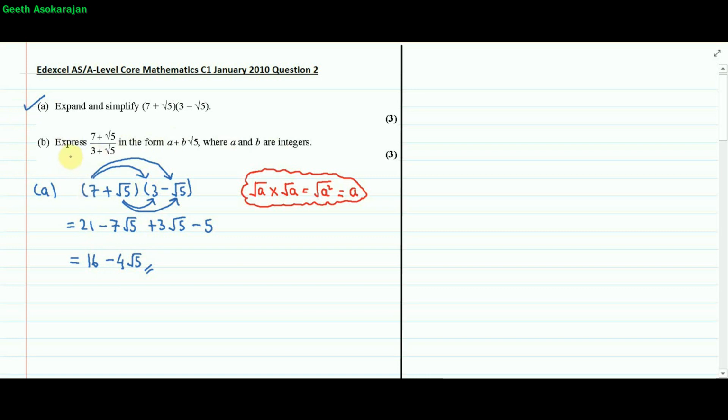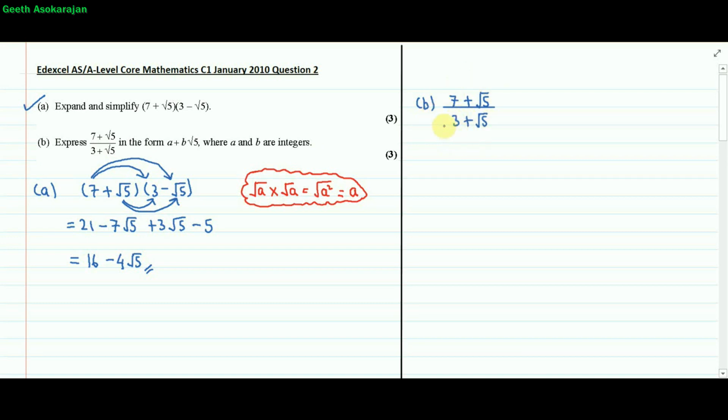Right, now for part B. Express 7 plus root 5 over 3 plus root 5 in the form a plus b root 5 where a and b are integers. So let me try part B over here. Let me copy down this. So 7 plus root 5. So we have that on top. Divided by, so all of this is divided by 3 plus root 5 below.